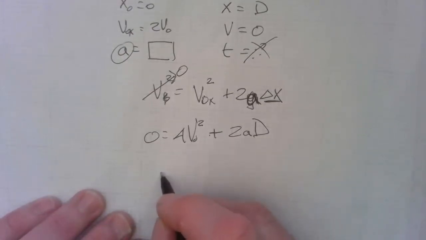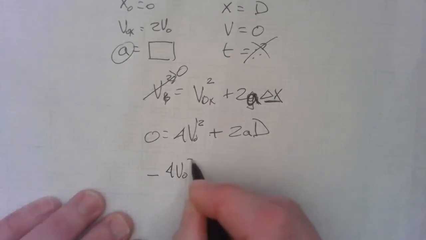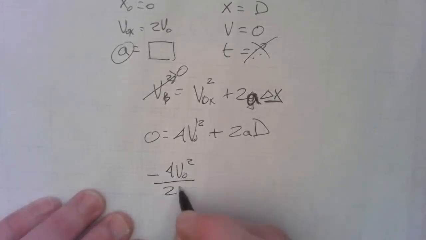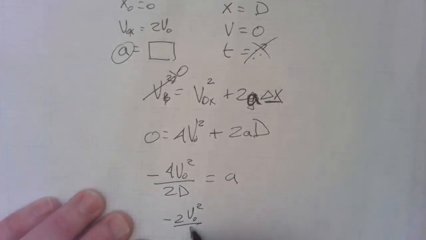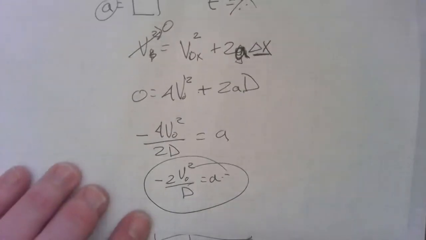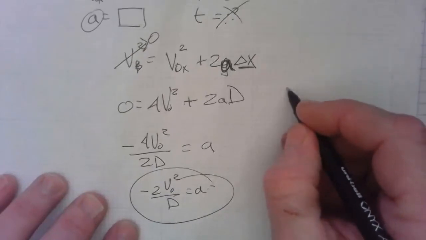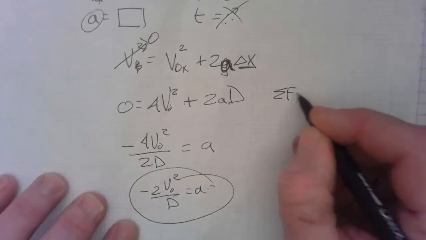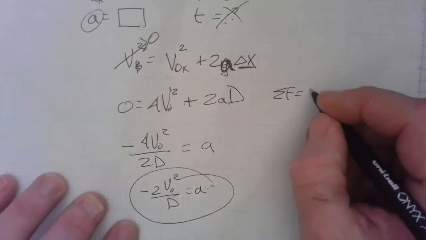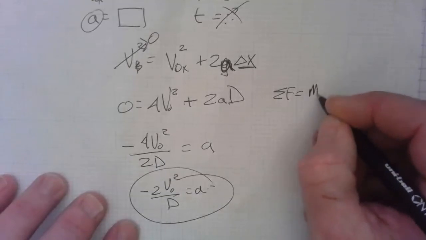So I'm going to have negative 4 VO squared divided by 2D equals A. And the acceleration would be a negative 2 VO squared over D. Alright, I got the acceleration. Whoop-de-doo. But then there's Newton's second law. Net force is equal to mass times acceleration.